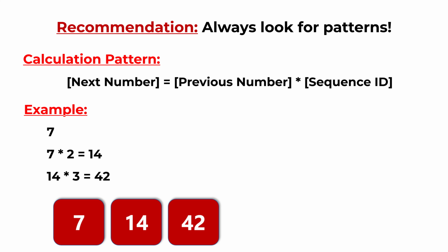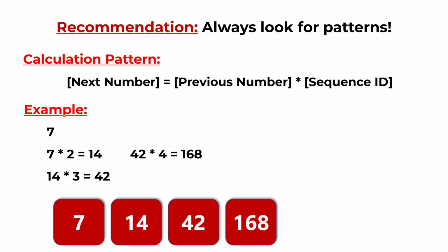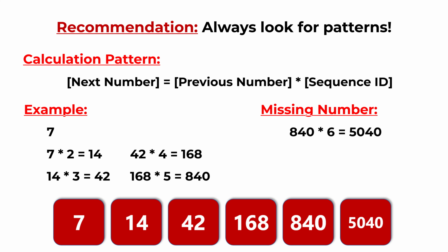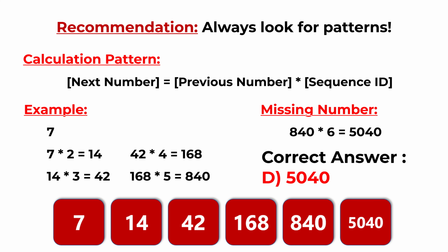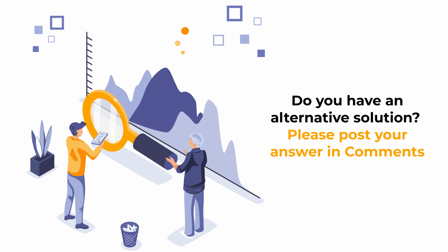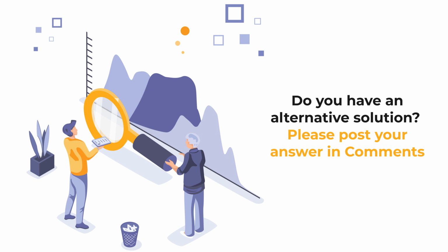Next number calculated as 42 multiplied by 4, which results in 168. 168 multiplied by 5 equals 840, which is the next number in the sequence. So to calculate the missing number, we need to multiply 840 by 6, and the end result of this is 5,040. So the correct choice here is answer D, 5,040. Hopefully you've nailed this question and now know how to answer similar problems on the test.